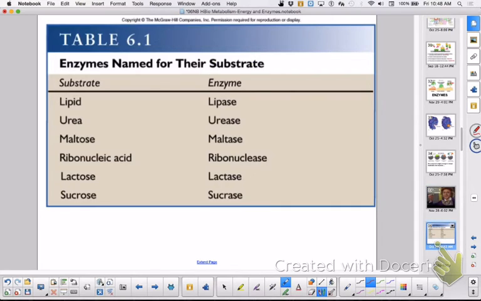Good taste. All right? Good taste. So enzymes are named for the substrate that they work on. So lactase would digest what? Lactose. Lipase is digesting lipids. Okay? So they're very specific. They're not going to be able to digest something else.